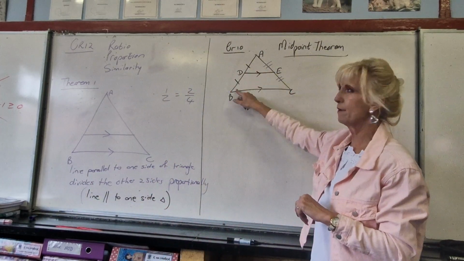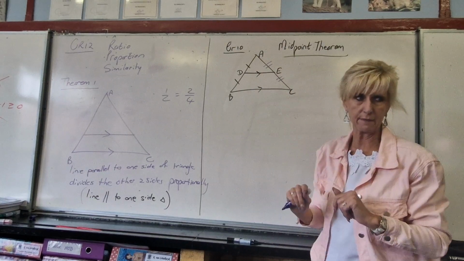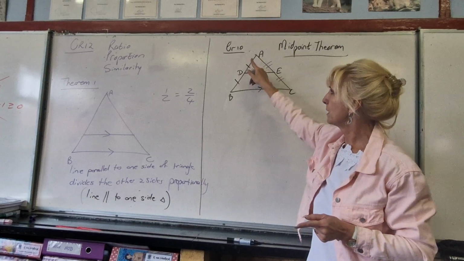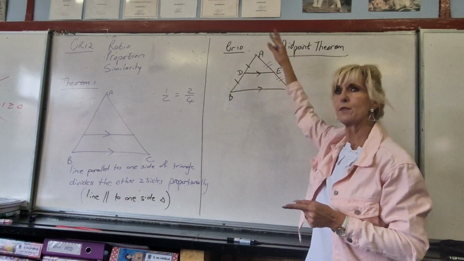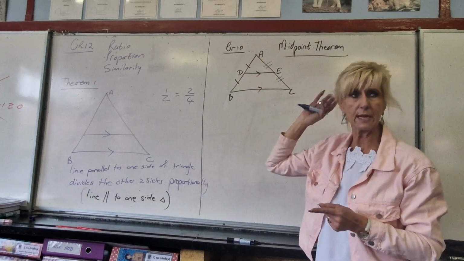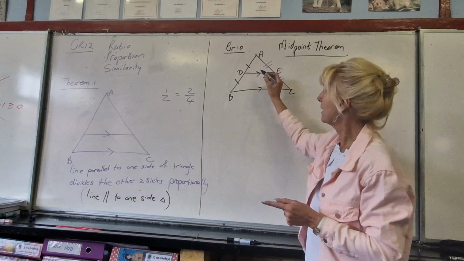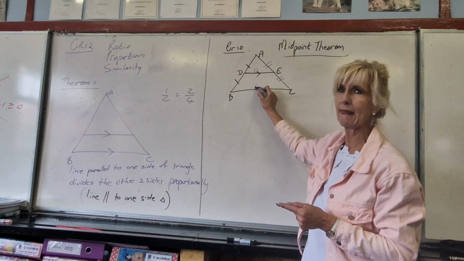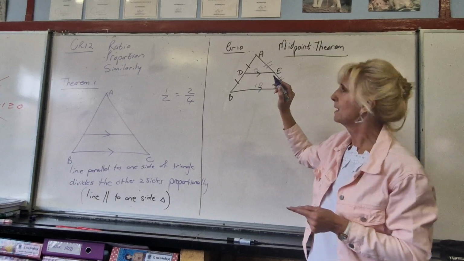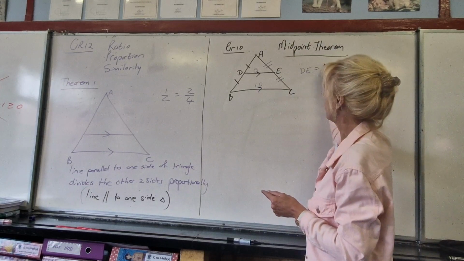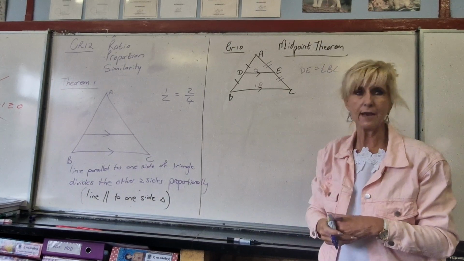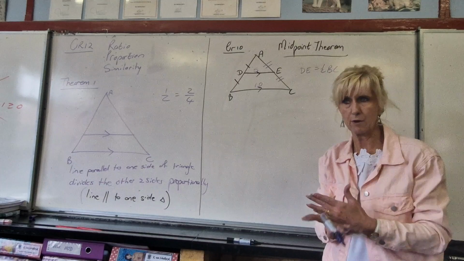And this could have been 5, 5, and 7, 7. Doesn't matter the lengths. But if there was one side parallel and one of the sides was bisected, the third side would also be bisected. And even more than that, if this was like 5 centimeters, can you still remember that? DE was always half of BC, or BC was twice DE. That was the midpoint theorem.